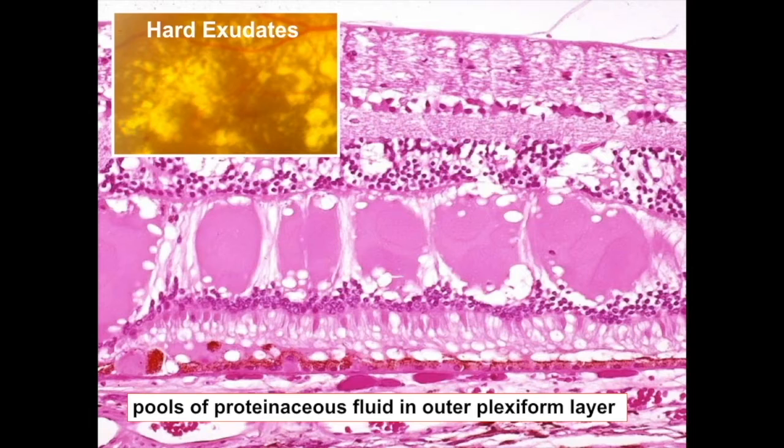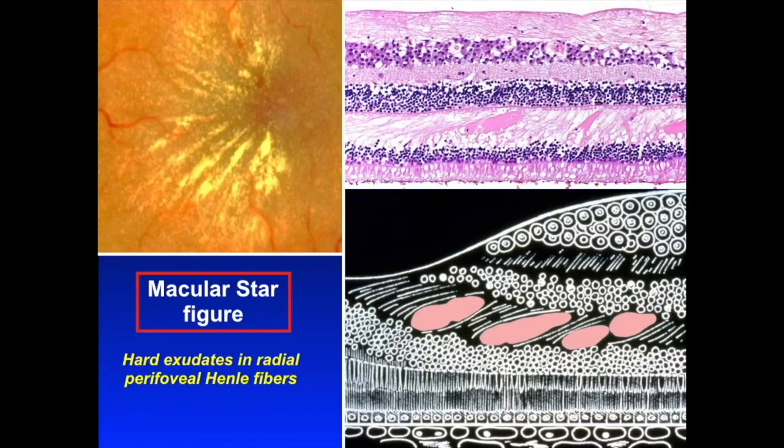Hard exudates classically are said to be pools of proteinaceous fluid in the outer plexiform layer, shown here. In the outer plexiform layer surrounding the fovea, the Henle fibers, or the axons of the photoreceptors, are arranged in a radial fashion. This is responsible for the macular star figure, the hard exudates in the radial perifoveal Henle fibers, as shown in the cartoon and in a real case above.